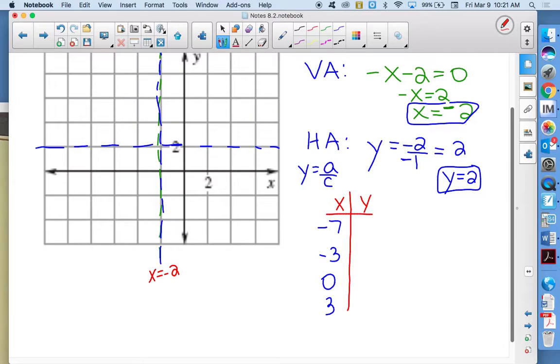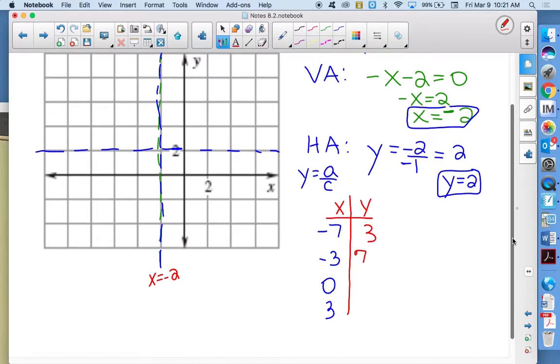Anybody have a number when you plug in a negative 7? Maddie, what do you have? 3. Awesome. Do you have the other ones, Maddie? Negative 3 is 7. I didn't do 0. I did negative 1. You did negative 1? Yeah. Okay. And then 3 is 1.